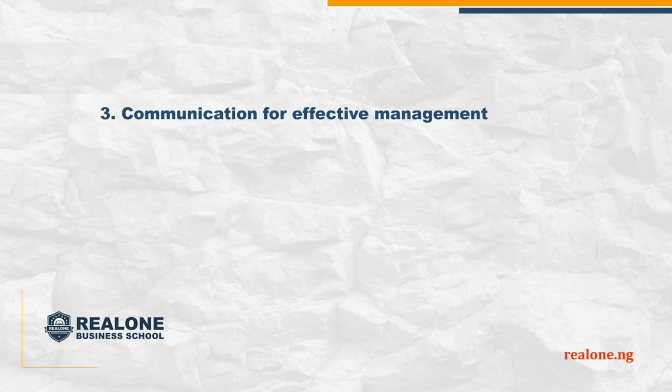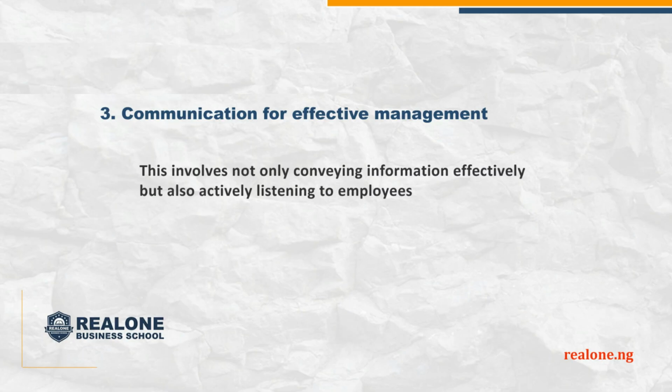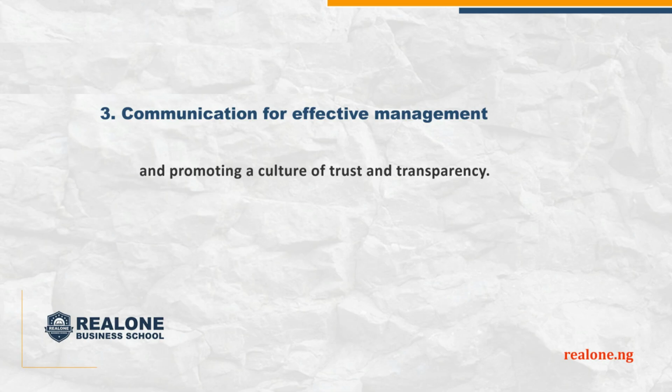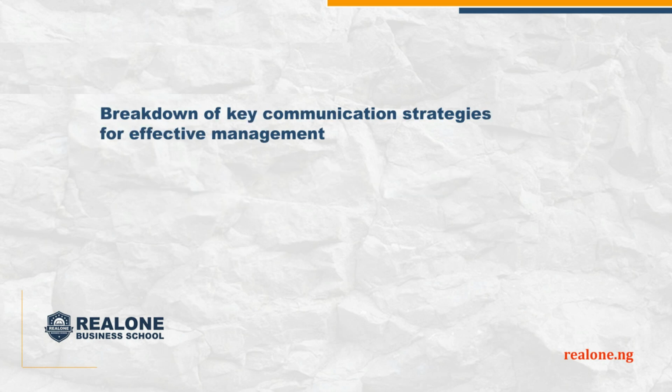Communication for effective management. Effective management hinges on clear, concise, and open communication. This involves not only conveying information effectively, but also actively listening to employees, providing feedback, and promoting a culture of trust and transparency. By prioritizing communications, managers can improve employee engagement, productivity, and overall organizational success. Here is a breakdown of key communication strategy for effective management.